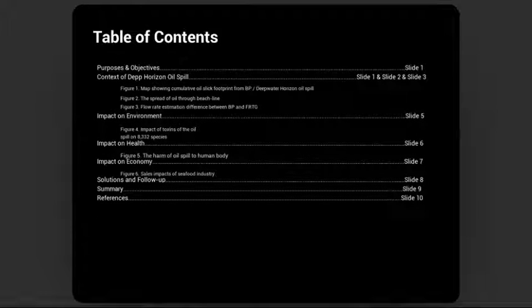Next slide is the table of contents. In this slide, we can see we will discuss the purpose and objectives, and second, the context of the Deepwater Horizon oil spill, and then the impact on environment, health, and the economy, and then the solutions and follow up. Last but not least, we will discuss the summary.